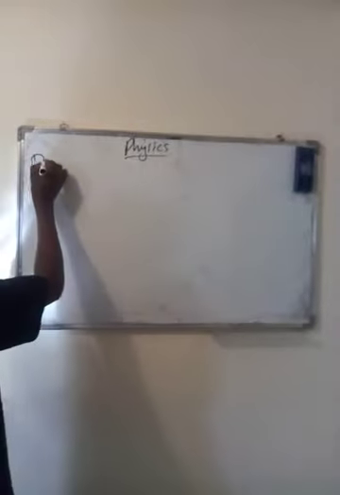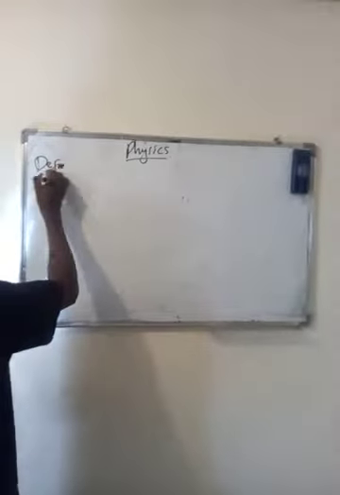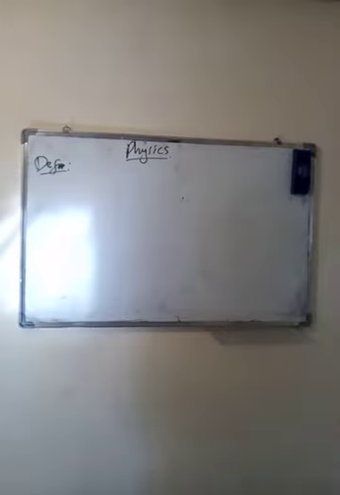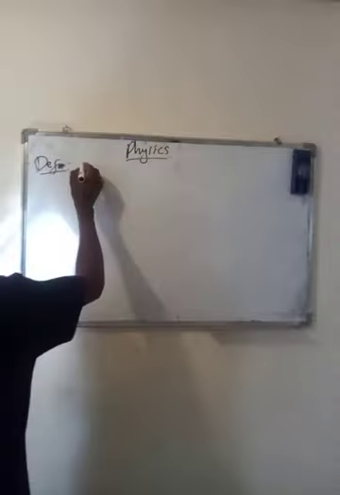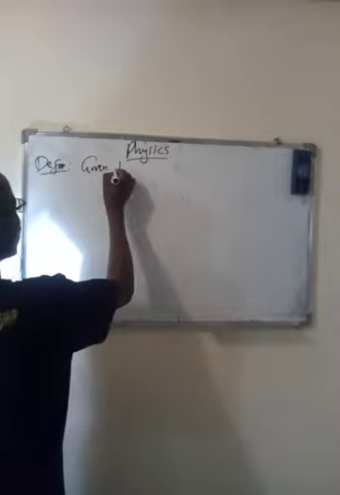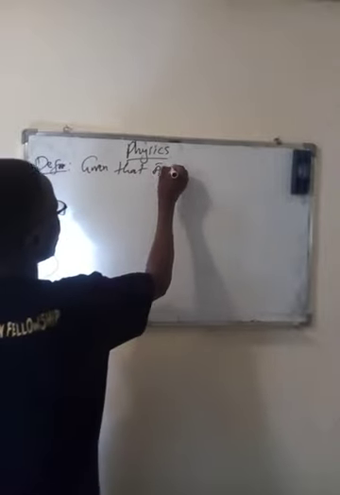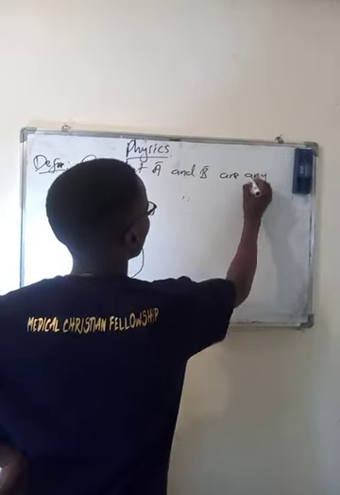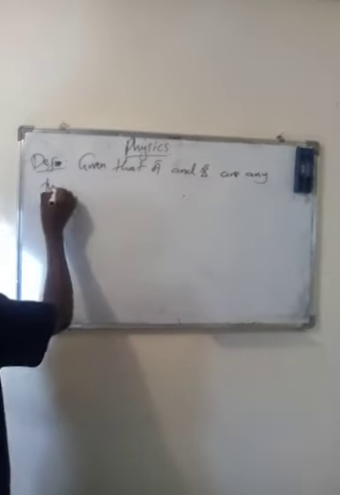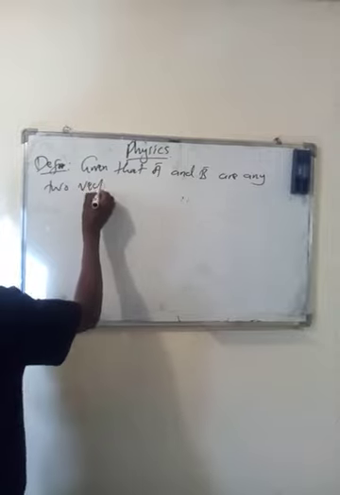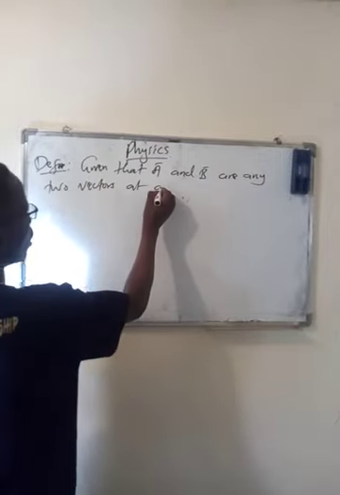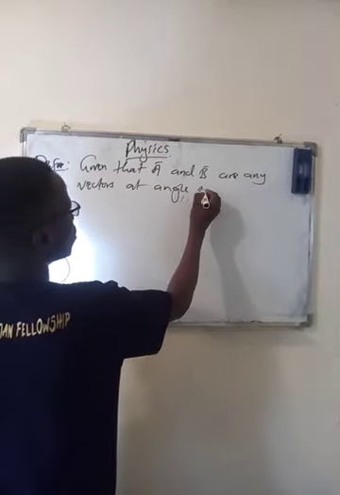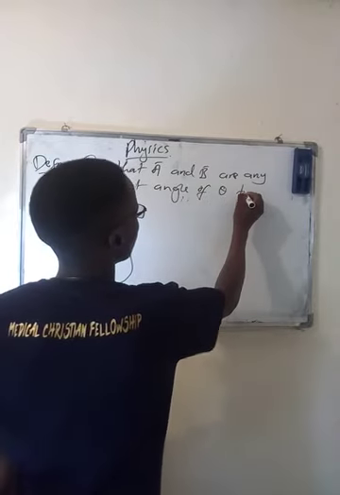So what is the definition of vector product? It says that given that A and B are any two vectors at an angle of theta to each other.